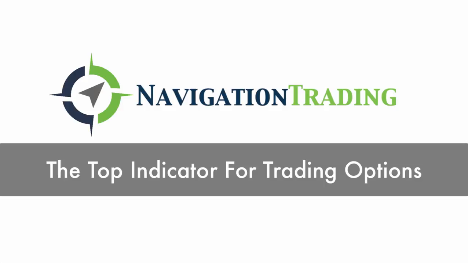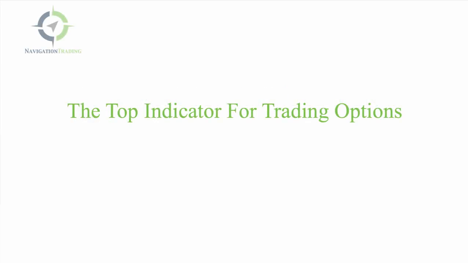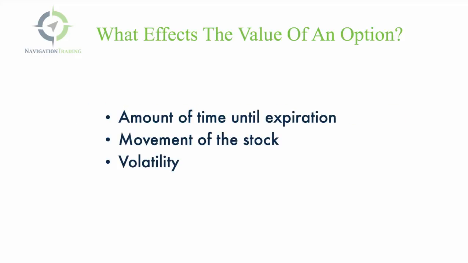In this video, I want to talk about the top indicator for trading options. First, I want to talk about what affects the value of an option, then we'll go to the platform to take a look at some examples. There are three things that really affect the value of an option. First, the amount of time until expiration. We know that every option expires at some point in the future. So as we get closer and closer to that expiration date, that changes the value of that underlying option.